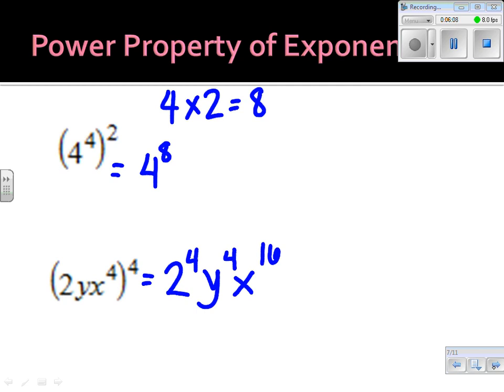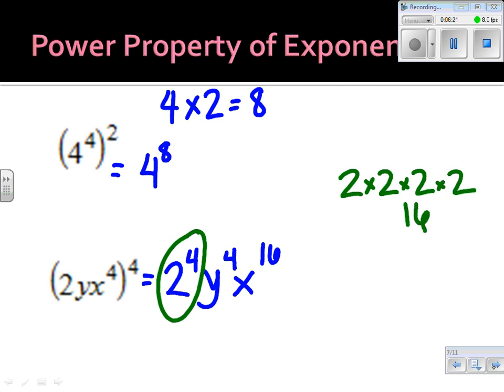If you want to multiply out the coefficient right here, you could. 2 to the 4th power is 2 times 2 times 2 times 2, which is 16. So our answer would be 16 y to the 4th x to the 16th.